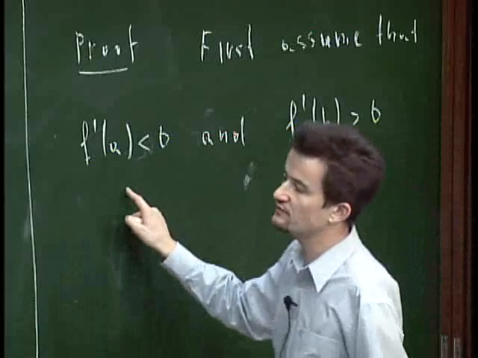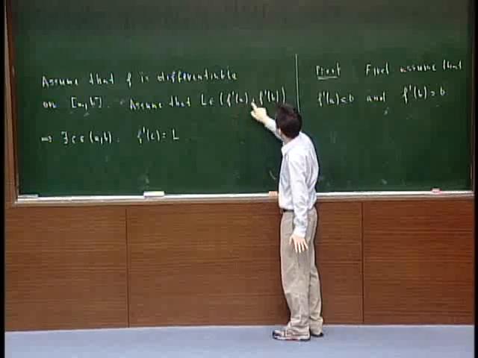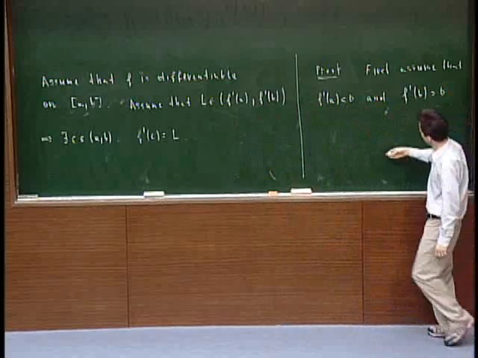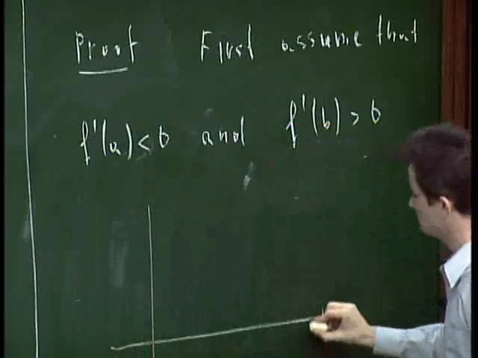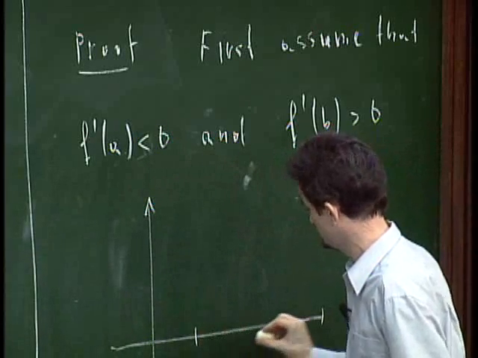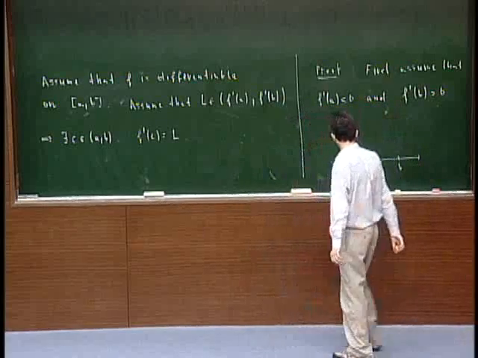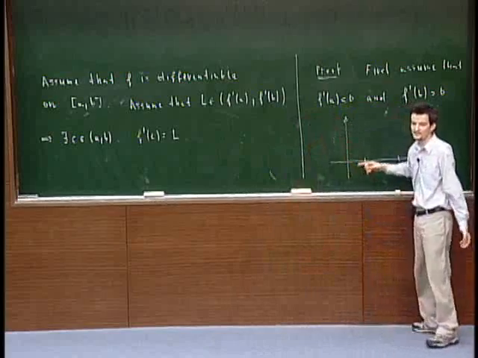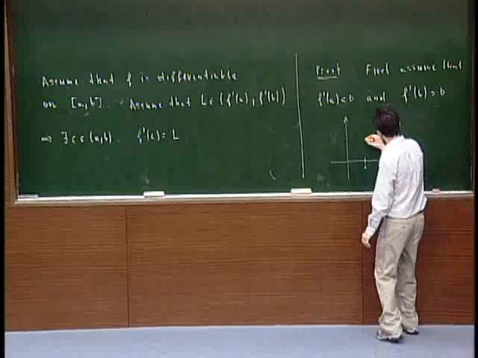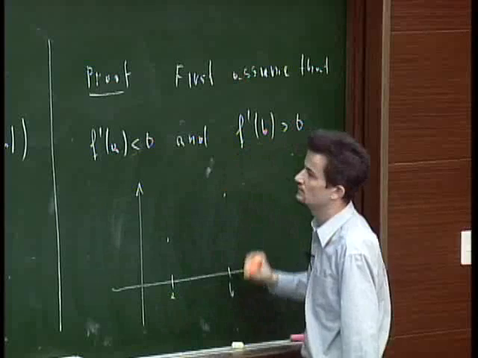But if we have this special case, where not only this is smaller than this, but this is smaller than 0 and this is larger than 0, now, if you try to depict the function, what do we know about the function? Actually, we know nothing about f of a and f of b. So f of a, of course, might be larger than f of b. For instance, let's say this here is f of a, and this here is f of b.